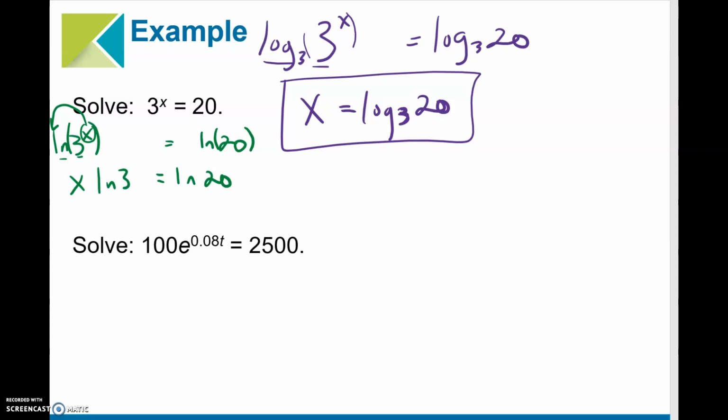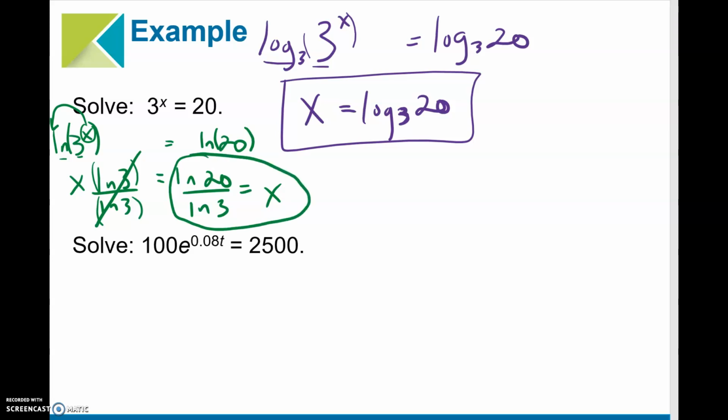Okay, so now I have one more step to do if I didn't take log base 3. Remember, just make sure you're treating these as one number. Don't ever divide by ln, right? That doesn't make any sense. It's got to be the ln of a number. And then I end up with this as my solution for x. x equals the natural log of 20 over the natural log of 3. And that's correct. I'm going to do it one more time.